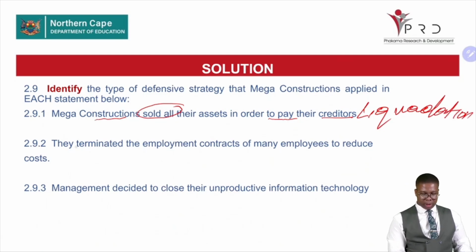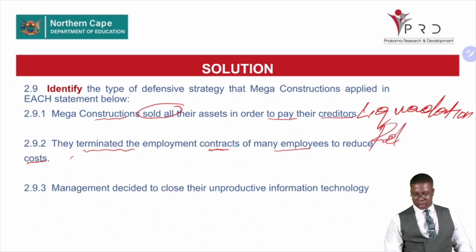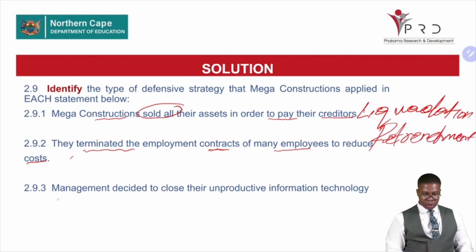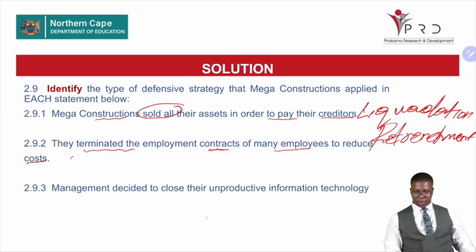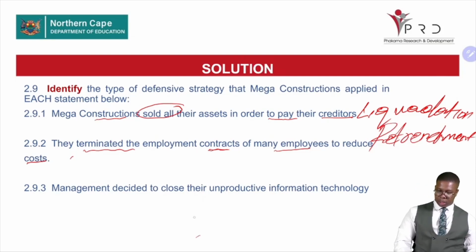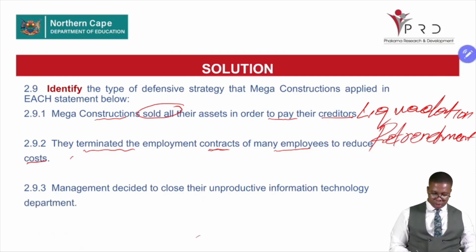Then when you look into the other one, they terminated contracts of many employees due to reducing the cost. So when they want to reduce the cost, this is what? Retrenchment. This is considered to be retrenchment. Then we look into 2.9.3. The management decided to close their unproductive information technology department. So when you're looking into that, the answer there is supposed to be what? Divestiture.